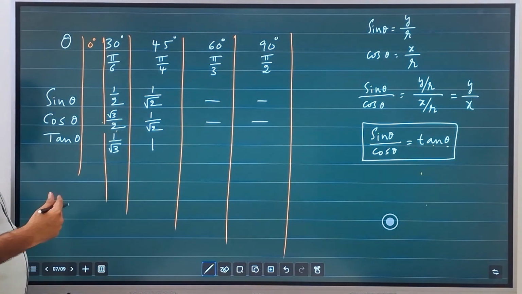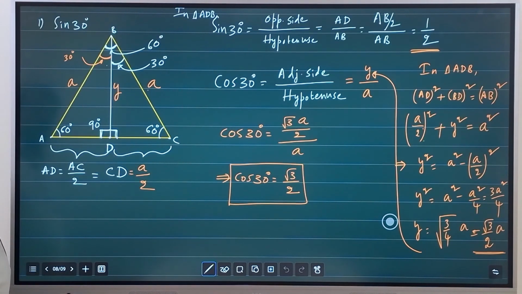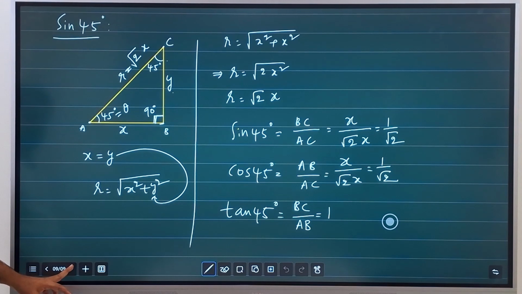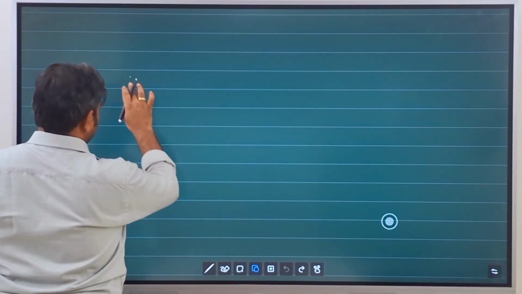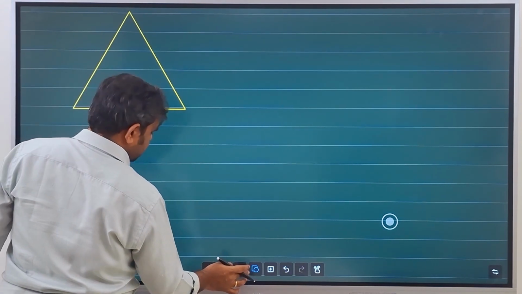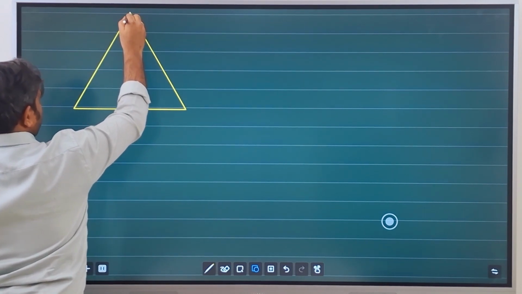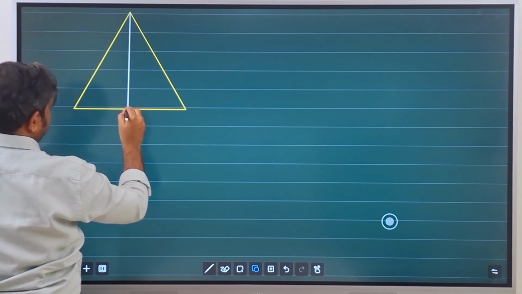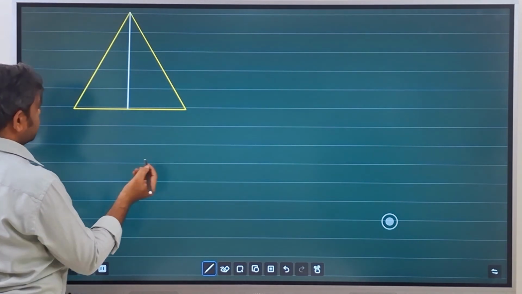Similarly, you can find sin 60 degrees, cos 60 degrees and tan 60 degrees. Look at this equilateral triangle that we have taken. We are going to take one more equilateral triangle. Alright, look at this equilateral triangle. Draw a perpendicular from this vertex to the opposite side, just like we did to find sin 30, cos 30, tan 30.